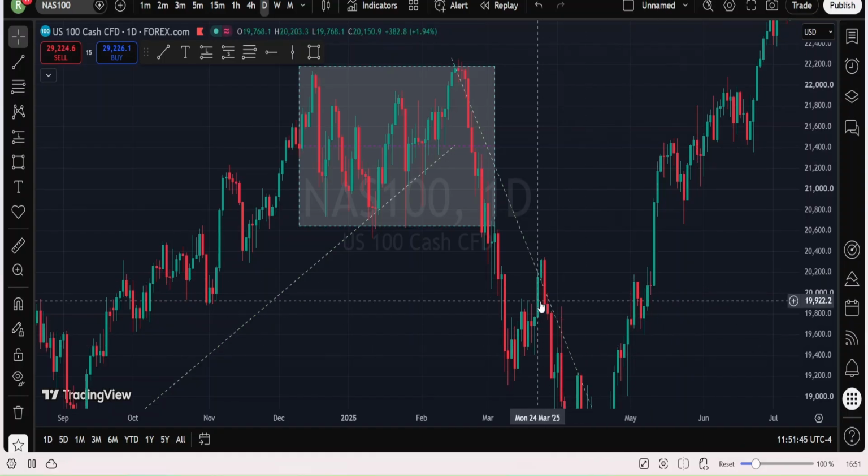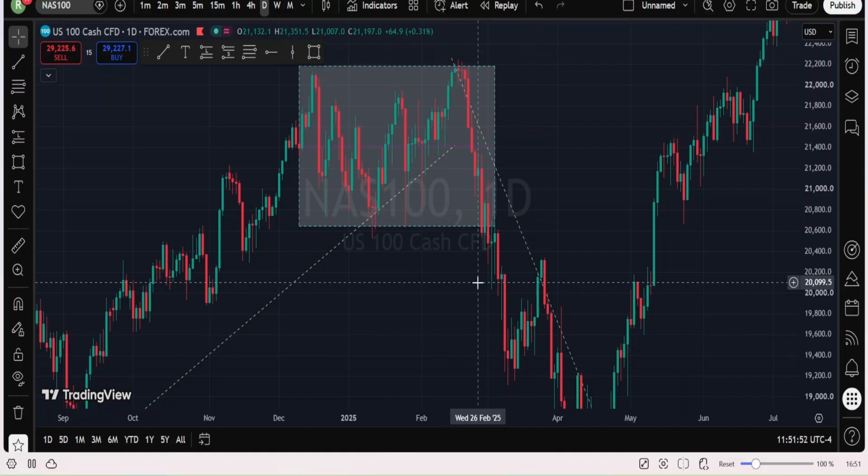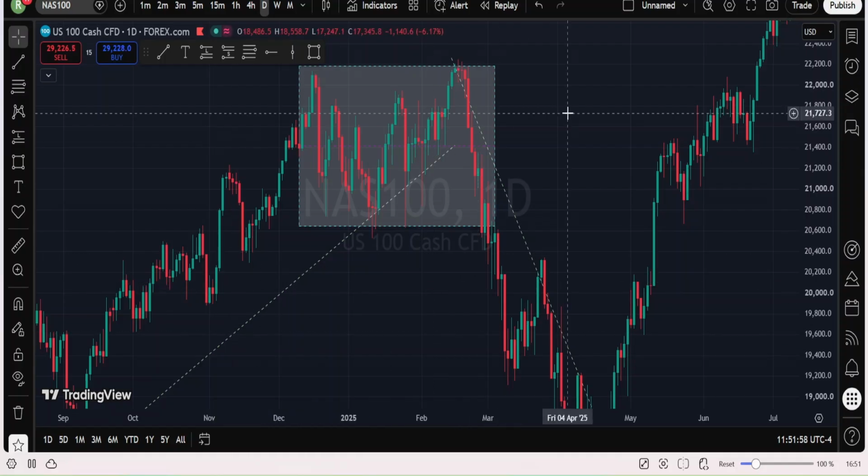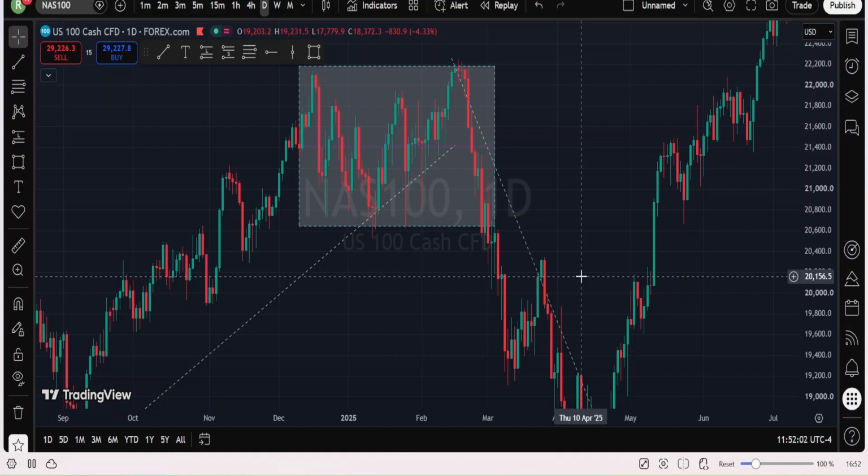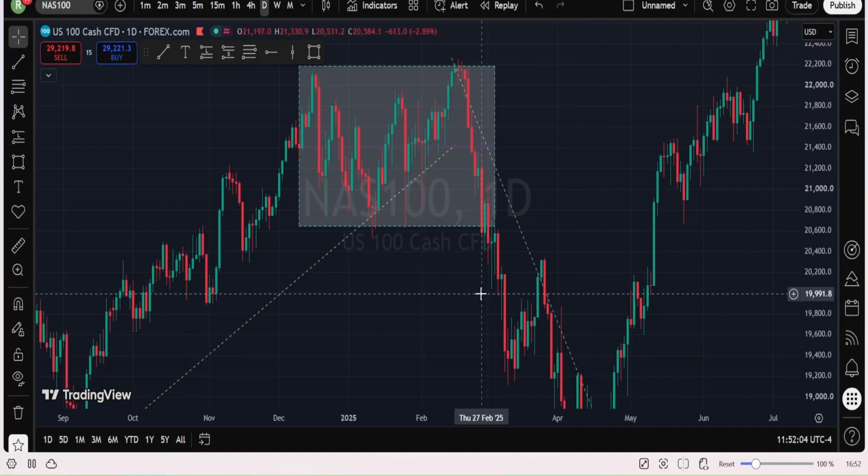I just wanted to make a quick video explaining the difference between the market structure, break of structure, and that of market structure shifts, and where and when to use them. Market structure tells us the direction we are going, whether up or down. Break of structure says that direction continues, whether up or down.